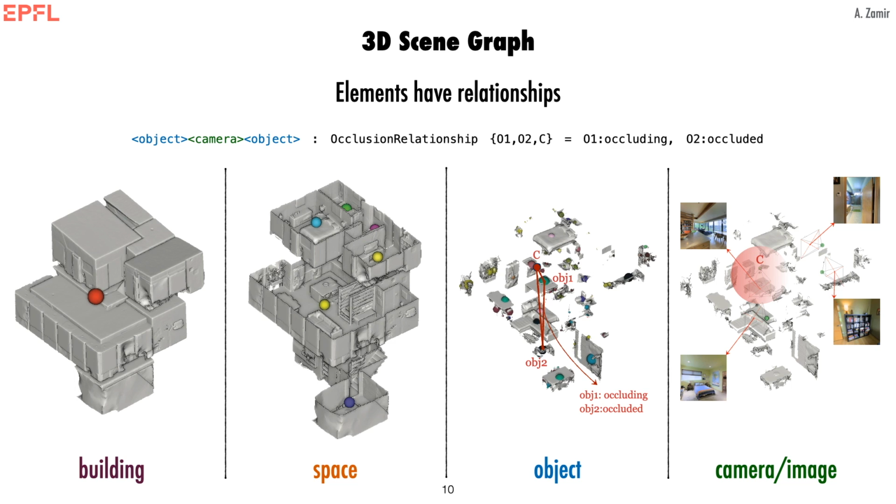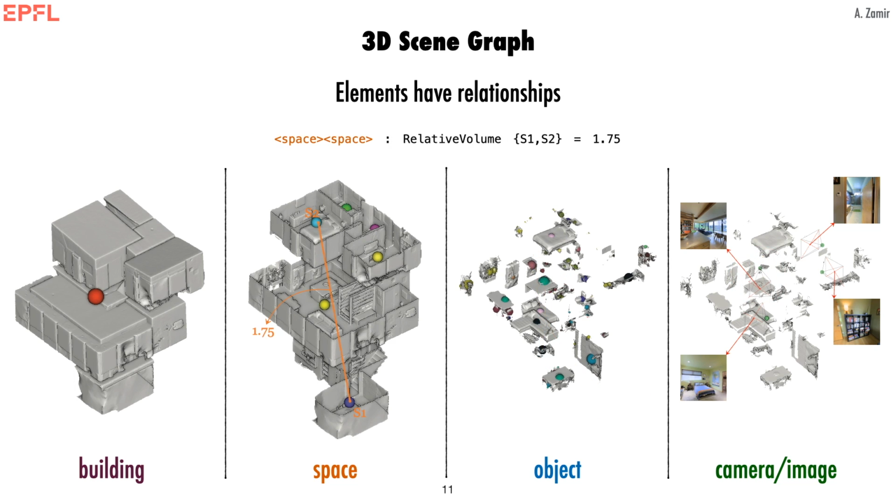Think about the concept of, for instance, occlusion. Occlusion can be represented with a higher-order edge in this graph, because occlusion is basically the relationship between two objects from a particular camera viewpoint. So you can think of representing occlusion as an object-camera-object edge. So if you have a representation like a 3D scene graph for an entire building, one could query the graph for such relationships and retrieve where occlusion occurs in this building. And similarly, you can represent many other forms of information based on relationships between elements in the graph.